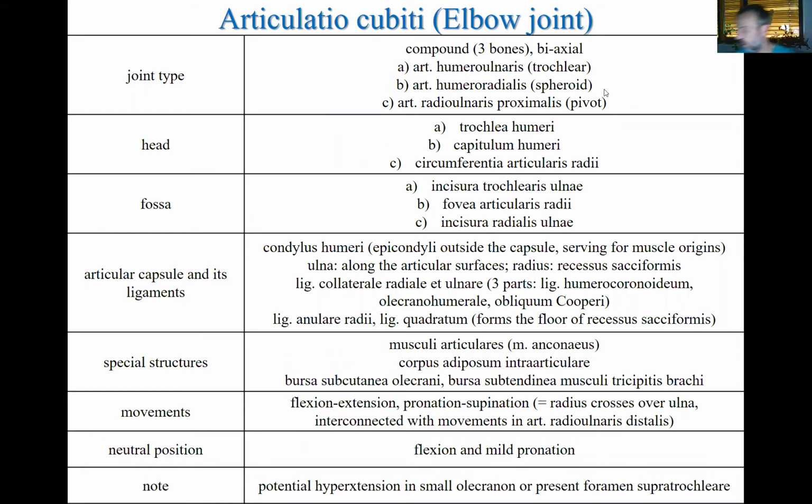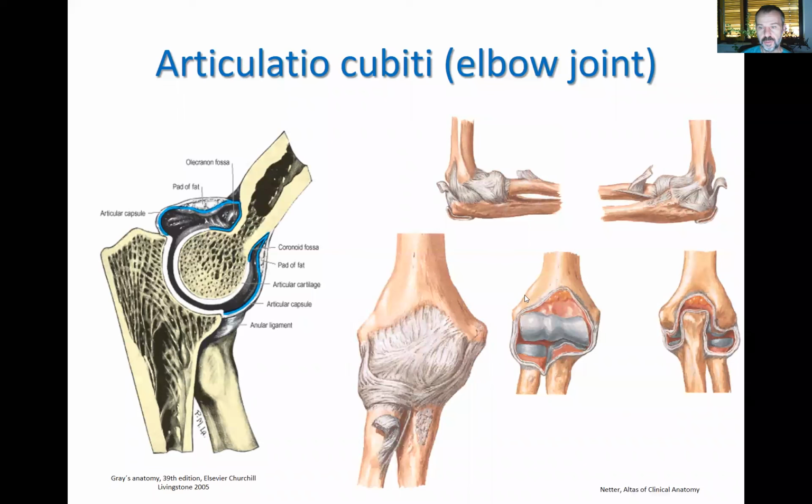And now we can move to the free limb, farther to the elbow joint. The elbow joint, or articulatio cubiti, is a joint compound of 3 bones and biaxial. These bones are, if you look here, humerus proximally, radius distally with its head, and ulna distally and medially with its olecranon on the dorsal side being the most proximal part of forearm bones.